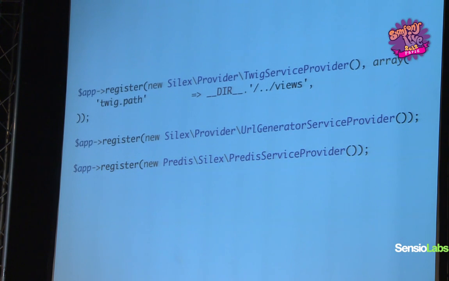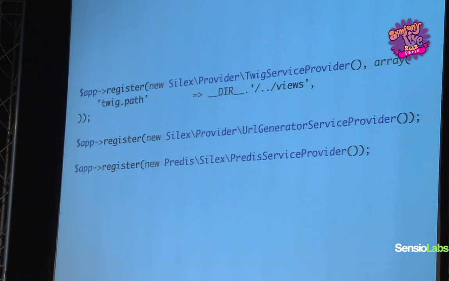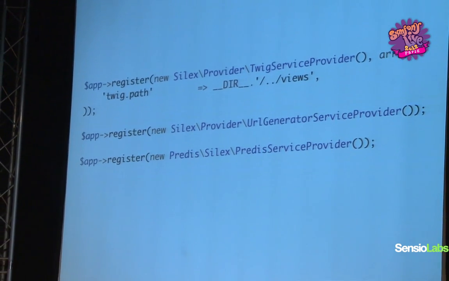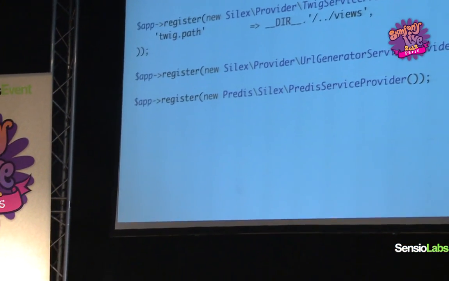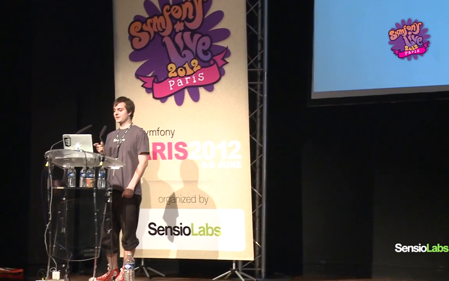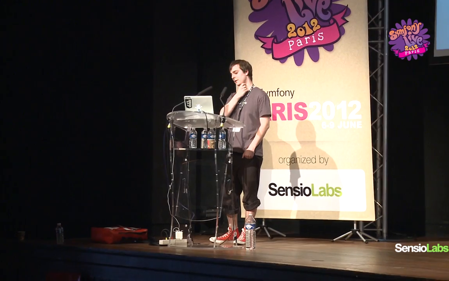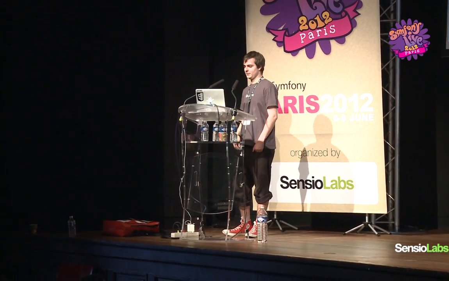So there's some really nice service providers for all kinds of stuff now, including Predis, which is one of the more popular PHP Redis client libraries. So you can just register that service provider, register the Twig one, and you're ready to go.